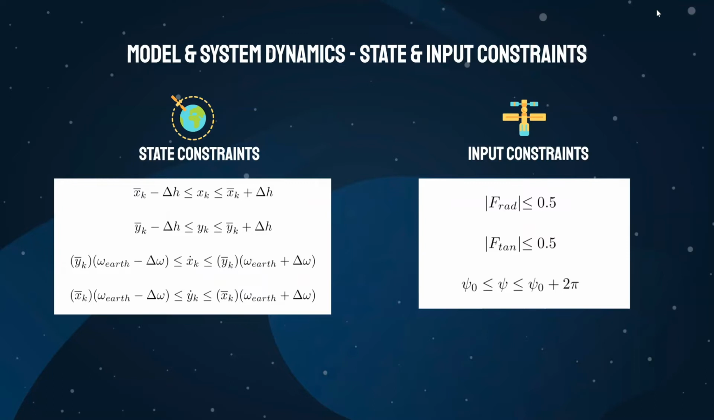For the state constraints, we use inequality constraints to keep the satellite within a certain distance from the reference points to ensure that it follows the reference trajectory. And similarly, we kept the velocity within a certain range around the Earth's angular reference velocity. For input constraints, the thrusters in each direction are limited to a maximum output of 0.5 newtons, and the orientation of the satellite is limited to 2 pi from its starting position.